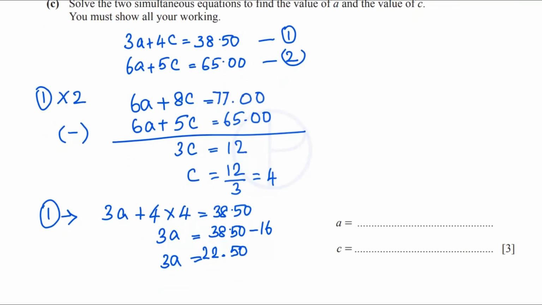So what is A? 22.50 divided by 3, which is nothing but, in 22, 3 goes 7 times, remaining is 1. So in 15, it goes 5 times. So 7.50 is the value of A. And what is the C value? It is 4.